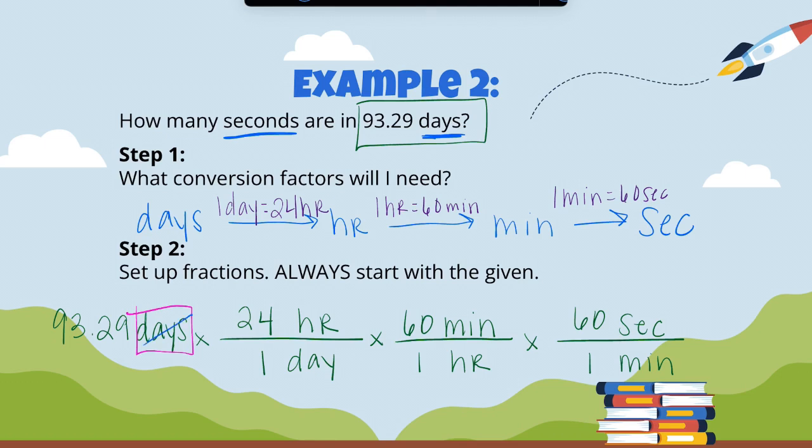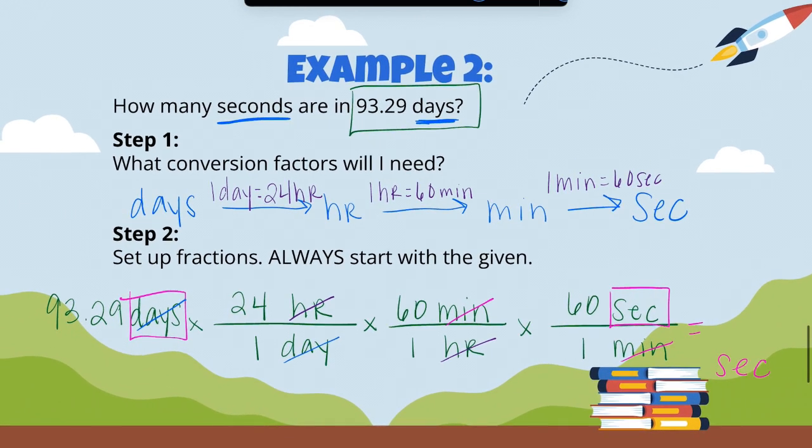So the days on the top cancel the days on the bottom. The hours on the top cancel the hours on the bottom. My minutes on the top cancel my minutes on the bottom. And my unit at the end is going to be in seconds, which is exactly what the question is asking. So now I'm going to plug this into my calculator.